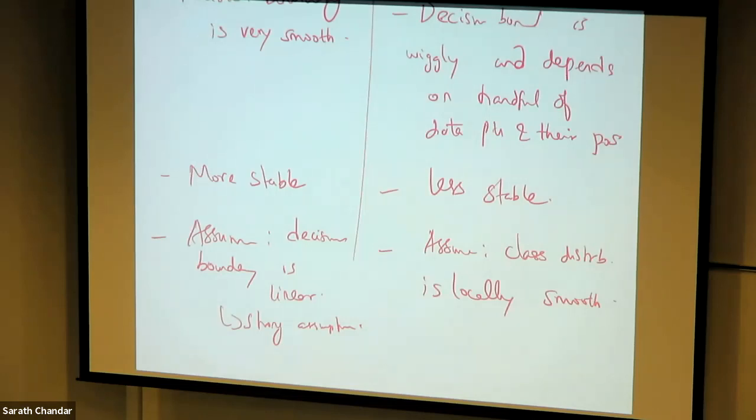There's actually a question in the chat. What do you mean by locally smooth? For people who don't remember the locally smooth assumption, it's the fact that within a locality, your class is identified by your neighbors, right? So if you are surrounded by blue dots, then you are a blue class, right? This assumption is the locally smooth assumption.